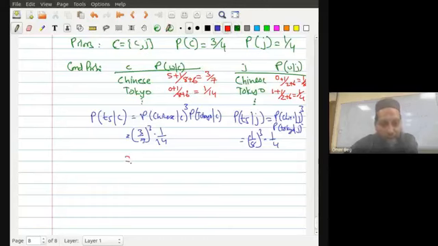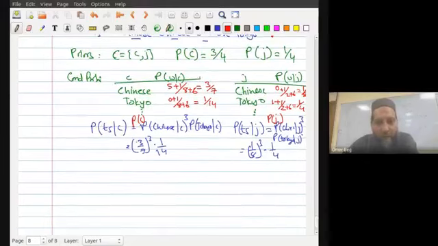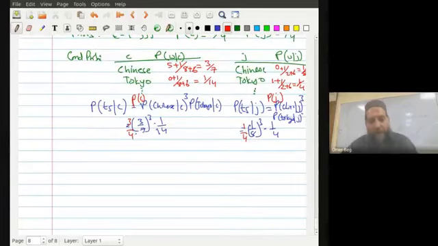Okay, so let me summarize it for you. Sorry, I missed something. So the priors are missing. So not only this, we need to multiply the prior for Chinese here and the prior for Japanese here. And this prior was, let's see, what was it? The prior for Chinese was 3 by 4, and the prior for Japanese was 1 by 4. And we multiplied these with the probabilities as well.